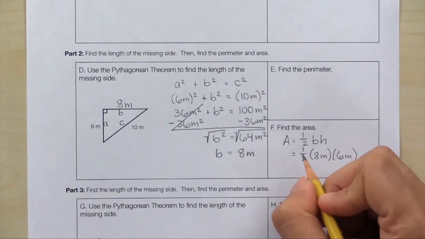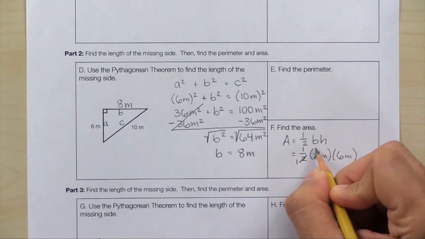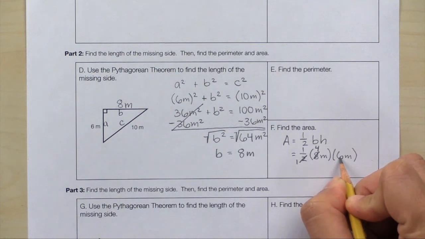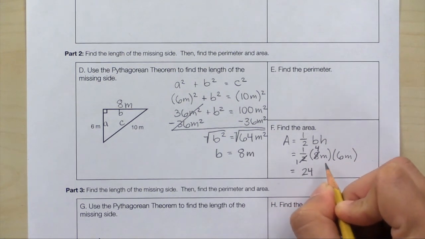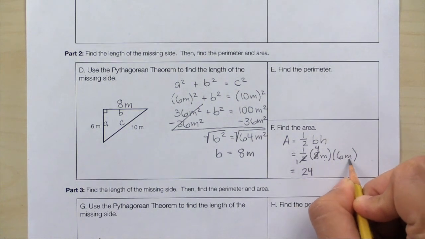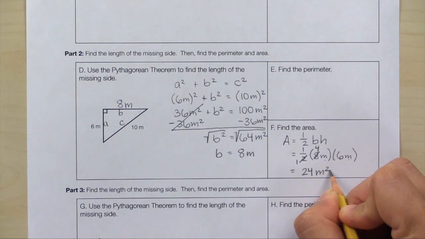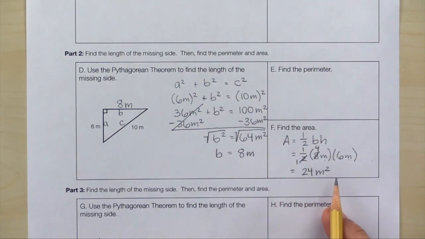Let's simplify. We can divide by 2 and divide by 2. 1 times 4 times 6 equals 24. Meters times meters equals meters squared. So our final answer is an area of 24 meters squared, or 24 square meters.